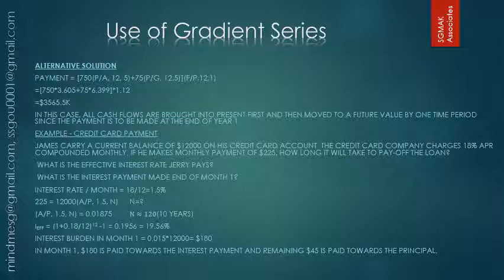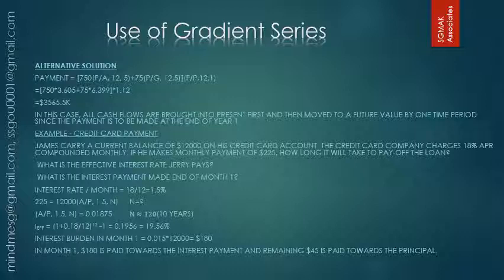Okay. So what you're trying to find out is what is the effective rate you're paying on the loan, what is the interest payment made at the end of month. We have to find out these two. So the interest rate per month is 1.5%, and you want to find out first how long it will take to pay off the loan. That's number one. Then what's the effective rate and what's the interest payment made at the end of month 1.